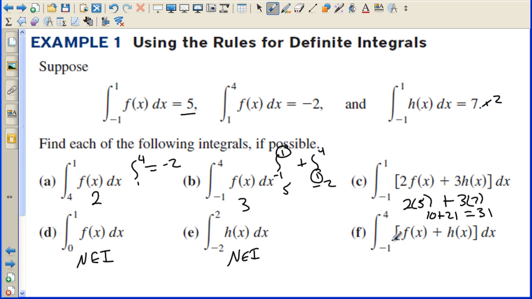In letter F, we have negative 1 to 4 of f of x. Well, we could find out what negative 1 to 4 is. We actually did that over here. So this is actually 3, but we have no information for negative 1 to 4 for h of x. So this one we can't do either, not enough information for the last 3.